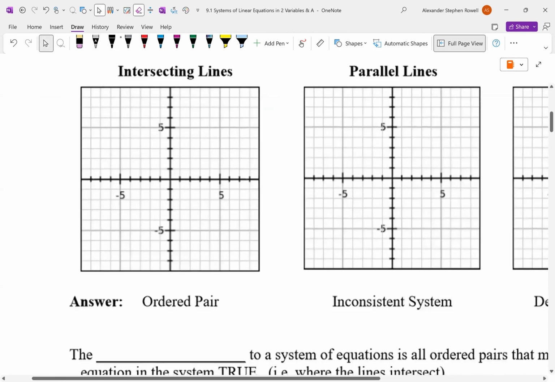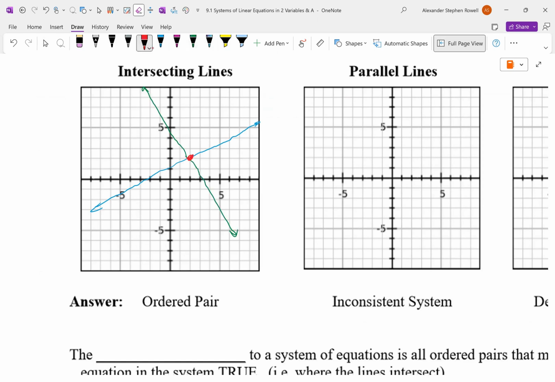So if I graph 2 lines, one way that they could interact is they could intersect at a single point. So this could be one line, this could be another, and the solution would be the points they have in common. This is the ordered pair that when we plug it in to both equations, it makes them both true. So for instance, if I picked another ordered pair over here, if I plugged it into the blue equation, it would make it false. If I plugged it in the green equation, it would also make it false. Or if I picked a point over here, it'd only make the blue equation true and the green equation false.